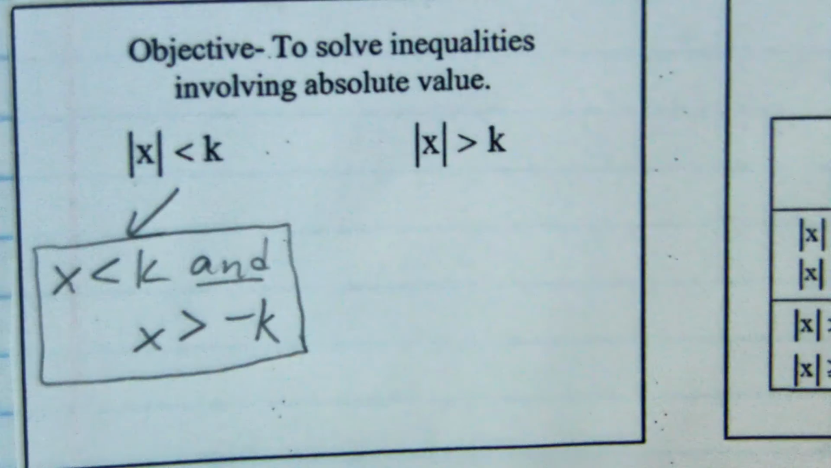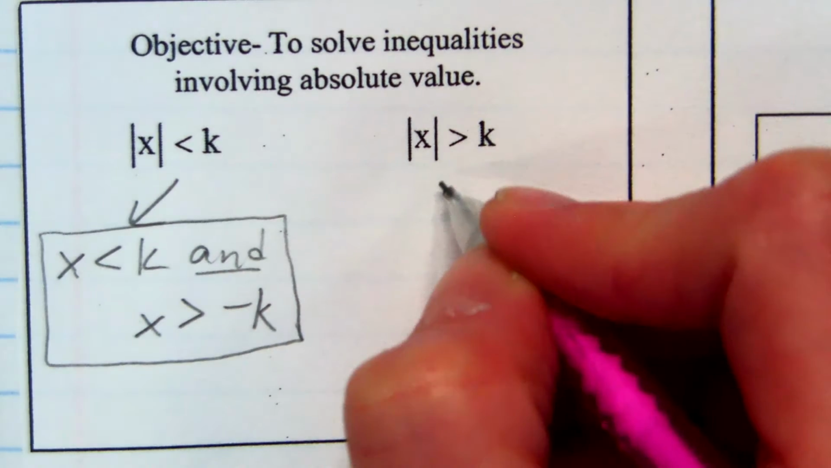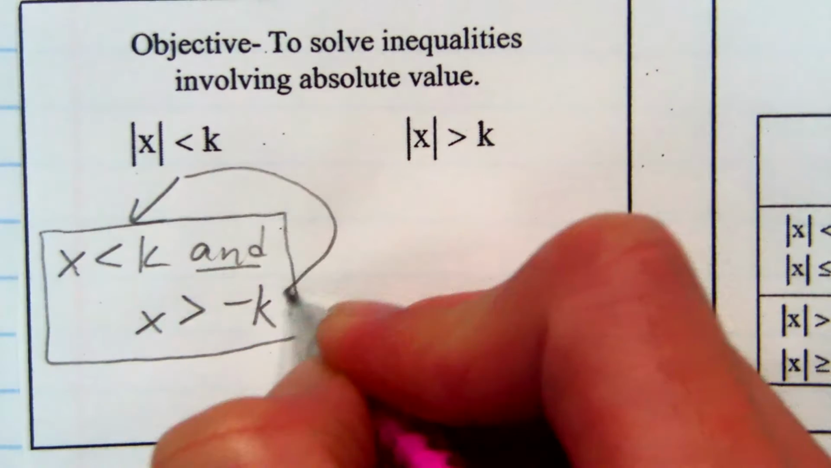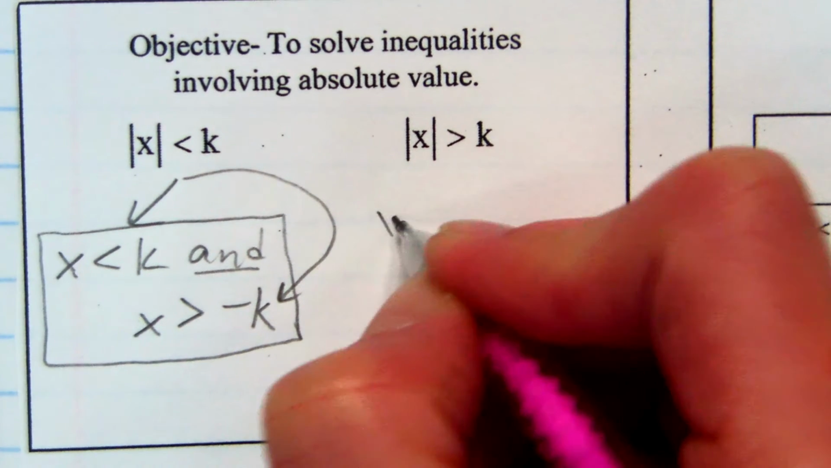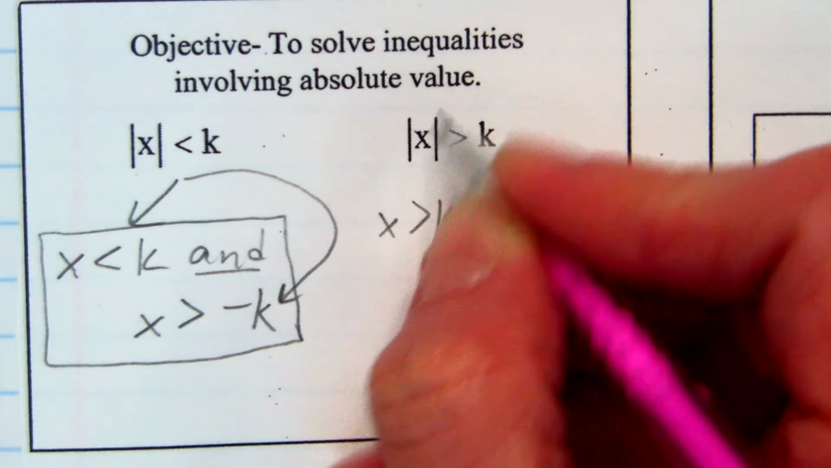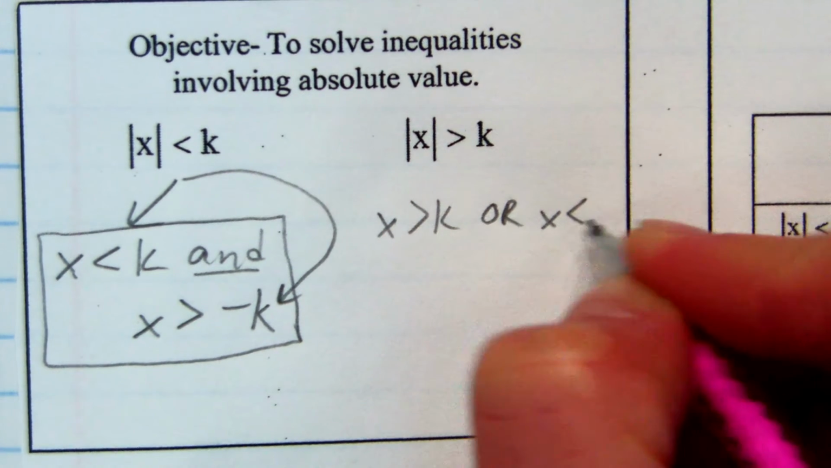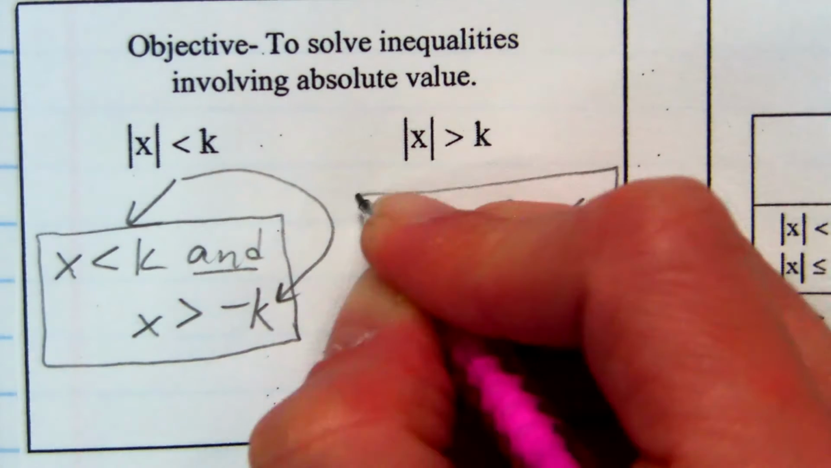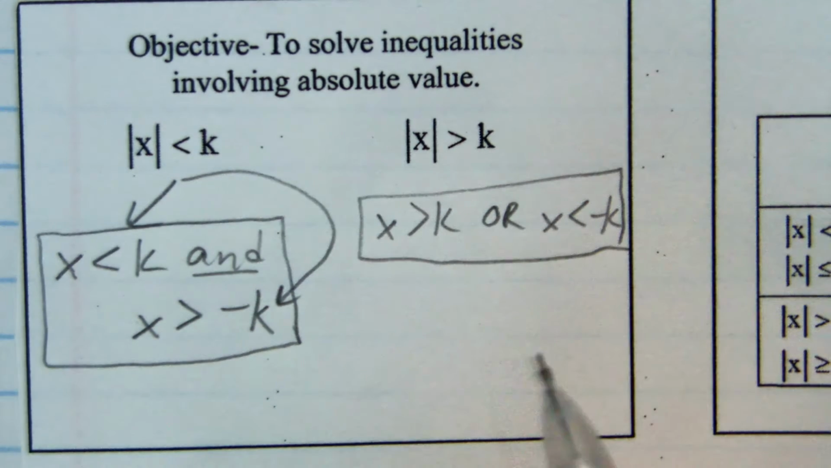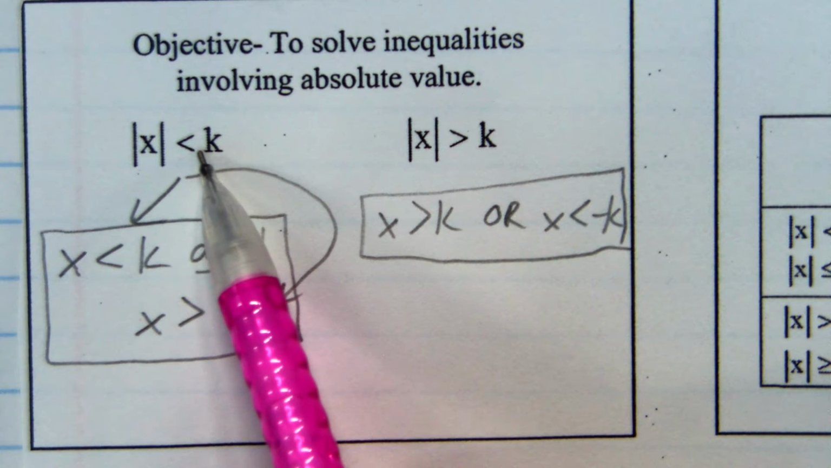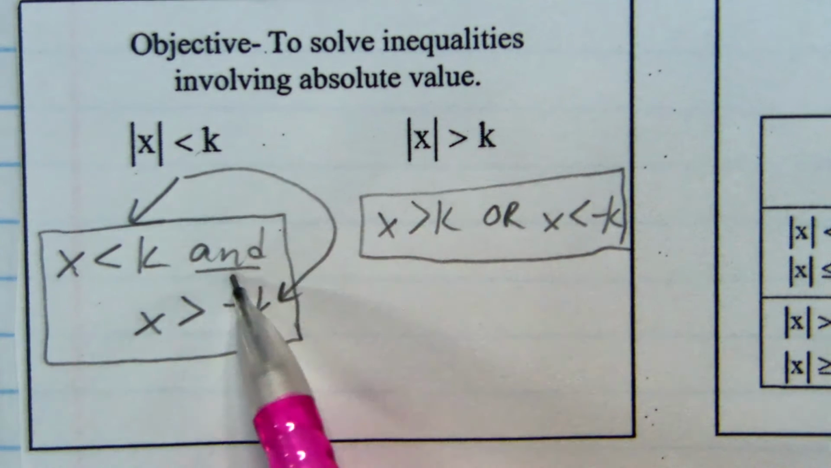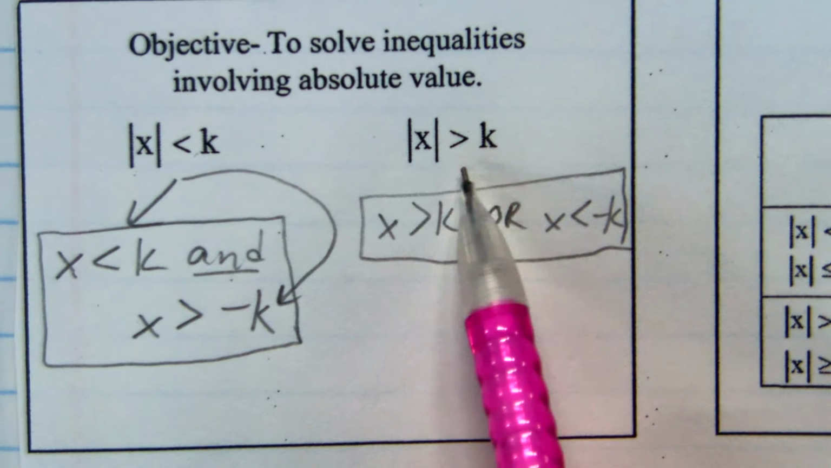If it's greater than, then we do, I guess I didn't draw arrows there. Then we do x is greater than k. So the first one you just take the absolute value off. And then or x is less than negative k. So it's a little interesting to remember because if it's less than or equal to, you're going to use and, greater than or equal to, it's or.